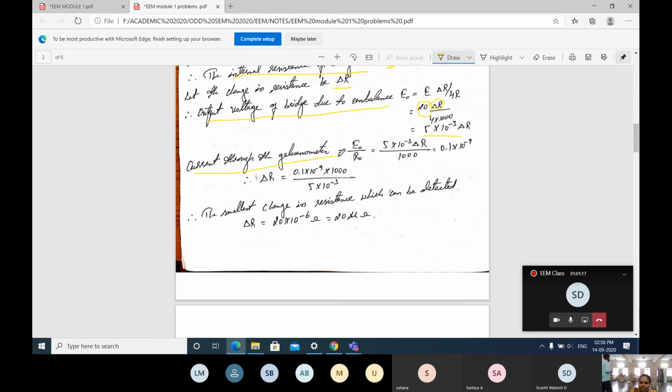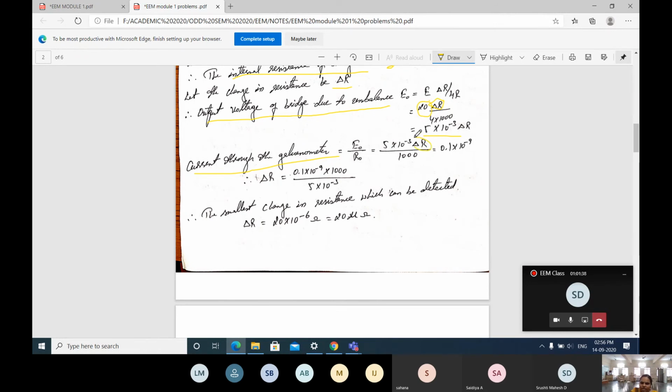Then the current through the galvanometer. I is equal to what? V by R. Here we take E0 divided by R0. That is equal to E0, which is 5 into 10 raised to minus 3 delta R, divided by 1000. Solve for this, and you will get 0.1 into 10 raised to minus 9.